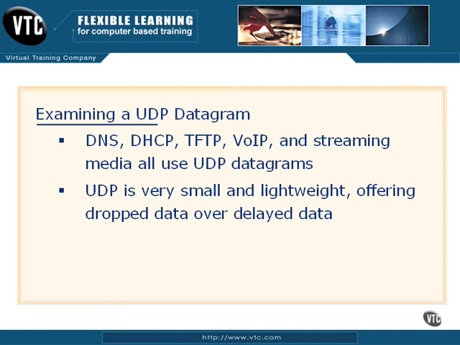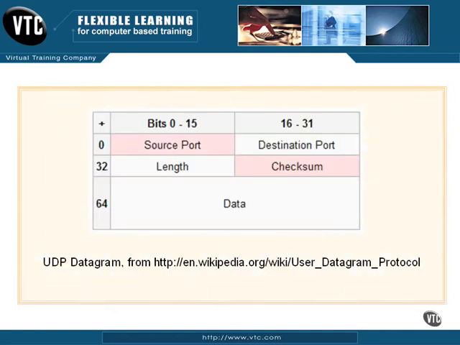UDP basically is very small and lightweight. An advantage over TCP is that it will drop data and not try to go back and correct it, rather than delaying it. And that can be very helpful when, again, you're delivering streaming media or other broadcast types of protocols. Now let's go ahead and look at a simple diagram of a UDP datagram.